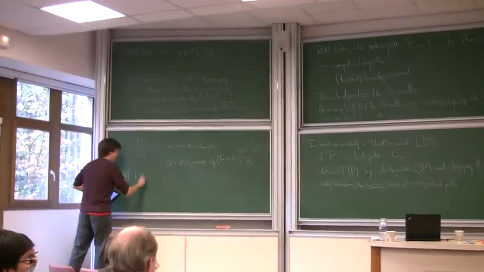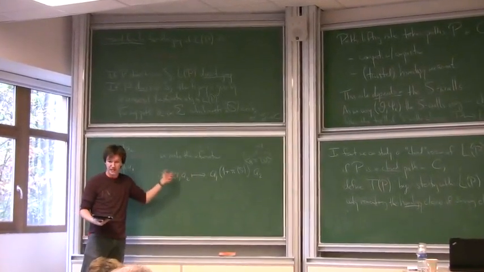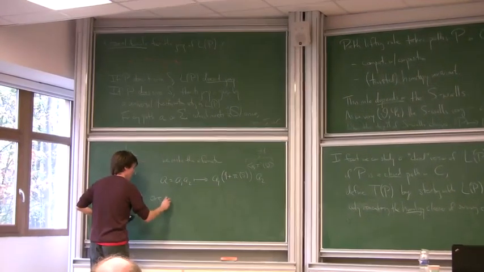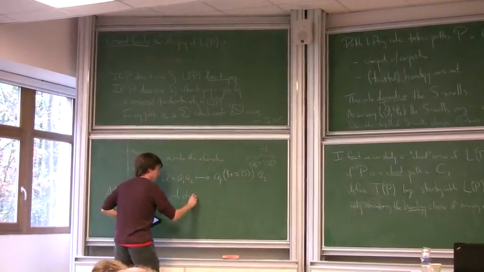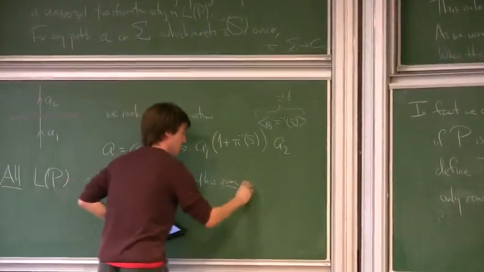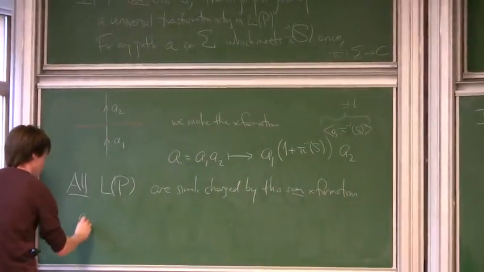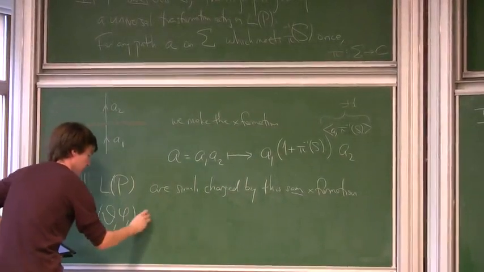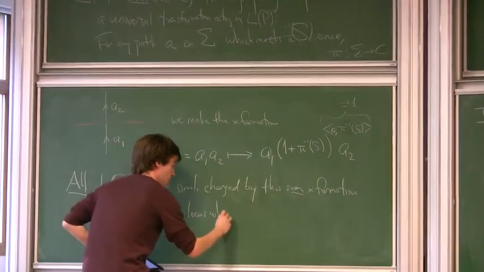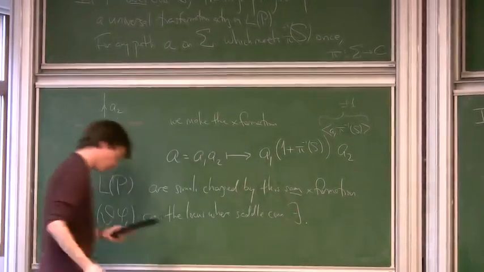So regardless of what the path is, all the L of P's are simultaneously modified by this same single transformation, which just acts on the sort of image. They are simultaneously changed by this same transformation as the R2 across the locus where the saddle connection exists. Okay.